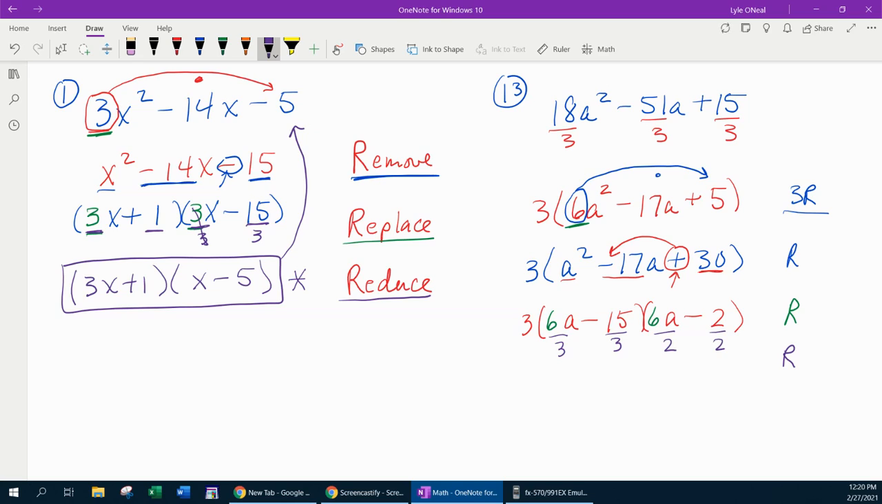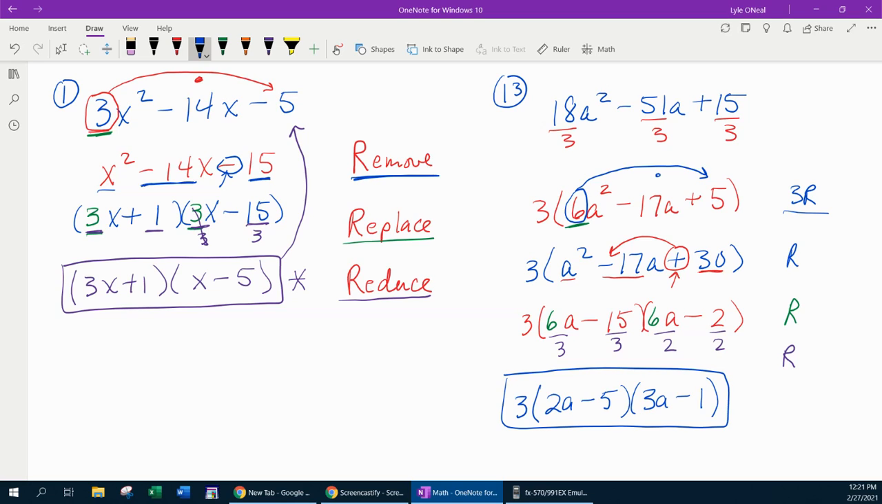So in each set of parentheses, whatever the numbers can be reduced by, they need to be reduced. And please don't forget that that 3 has to continue to come down. So 6 divided by 3, that's 2a minus 5. 15 divided by 3 is 5. And 6 divided by 2, 3a minus, now 2 divided by 2 is 1. And now that is done. That is the 3R method again. And remember that at the end, if you want to, you can FOIL and check. Here, if I FOIL this, I should get this back.